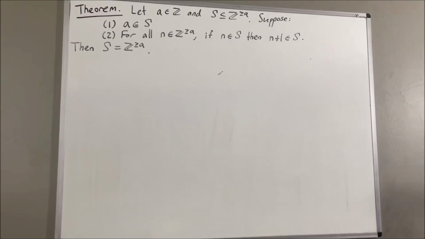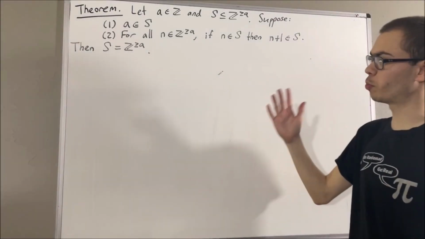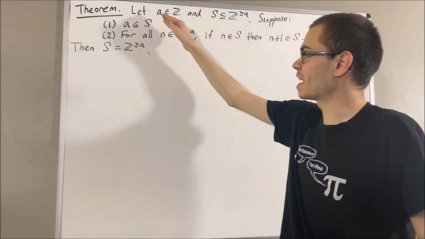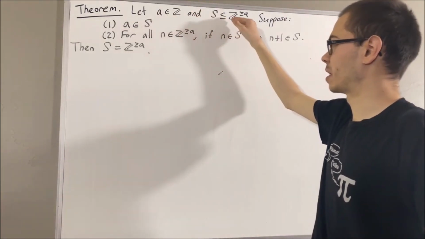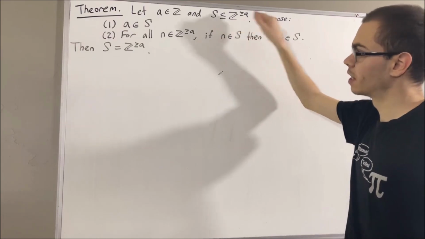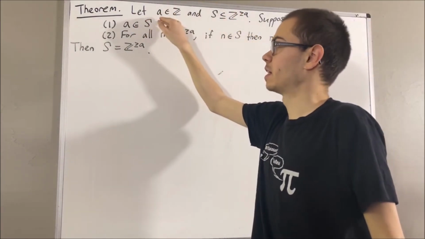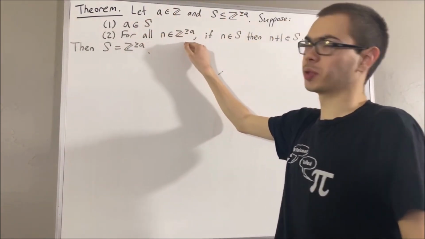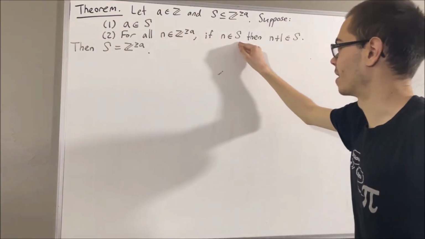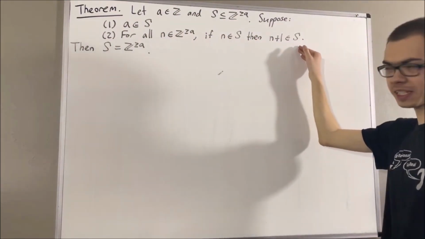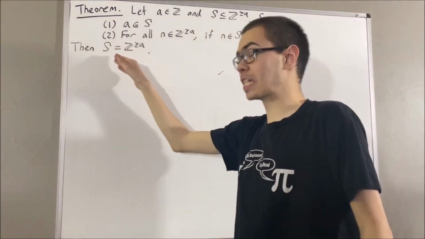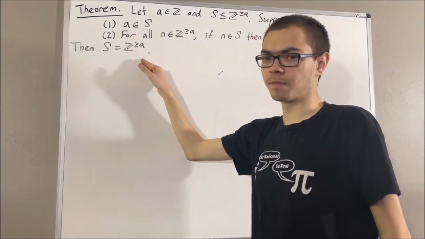Hello! In this video, we are going to prove the following theorem. Let a be an integer, and S is a subset of the integers greater than or equal to a. Suppose a is an element of S, and for all integers n greater than or equal to a, if n is an element of S, then n plus 1 is an element of S. Then S is equal to the set of integers greater than or equal to a.